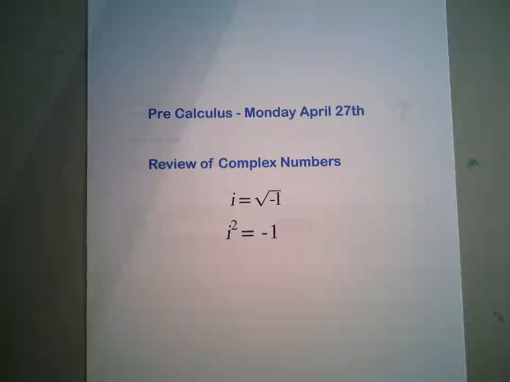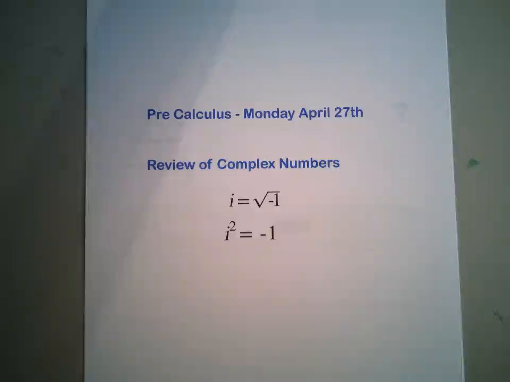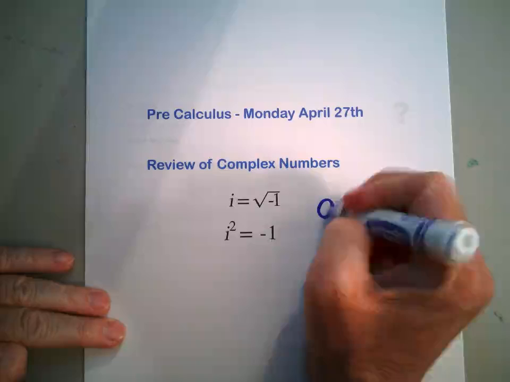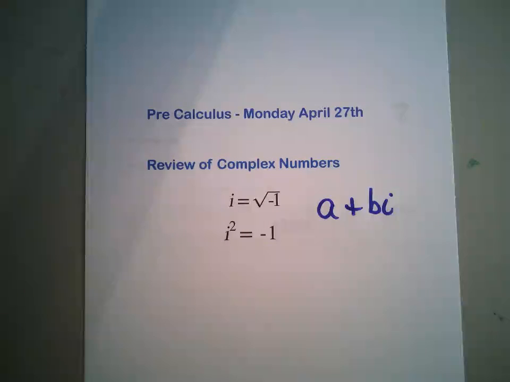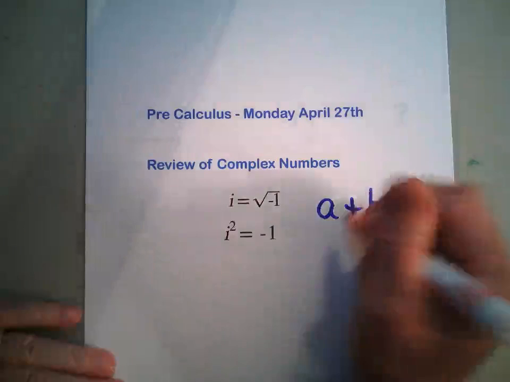Well, anyway, let's get to our Monday lesson. Today we're going to do a little bit of Algebra 2 review, talking about complex numbers. A complex number is a plus bi, where a is the real number and b is the complex number.